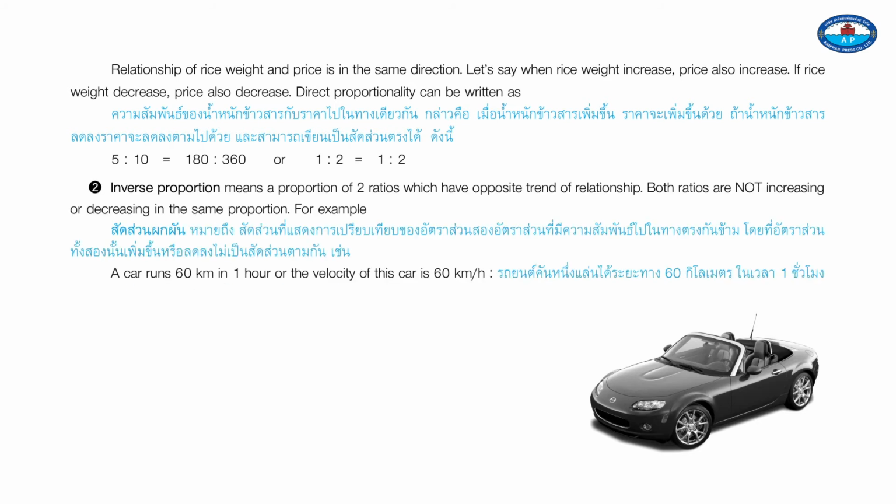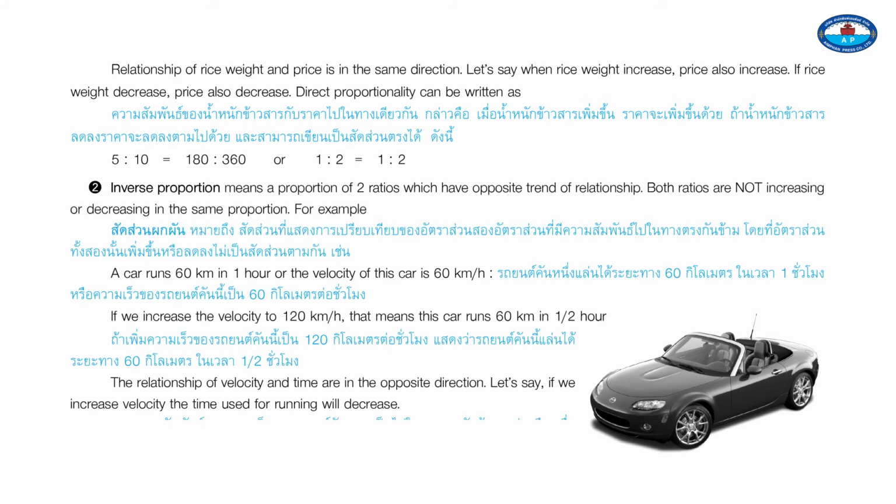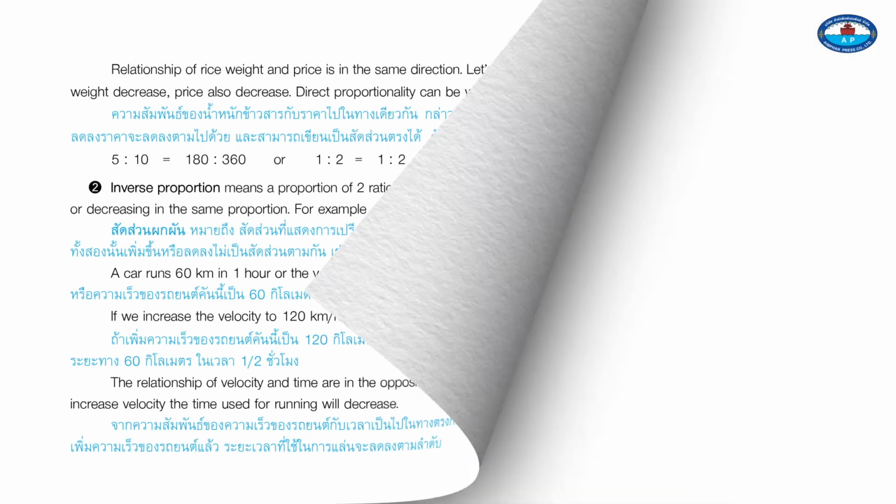2. Inverse proportion means the proportion of two ratios which have opposite trend of relationship. Both ratios are not increasing or decreasing in the same proportion. For example, a car runs 60 kilometers in 1 hour, or the velocity of this car is 60 kilometers per hour. If we increase the velocity to 120 kilometers per hour, that means this car runs 60 kilometers in 1/2 hour. The relationship of velocity and time are in the opposite direction. Let's say if we increase velocity, the time used for running will decrease.